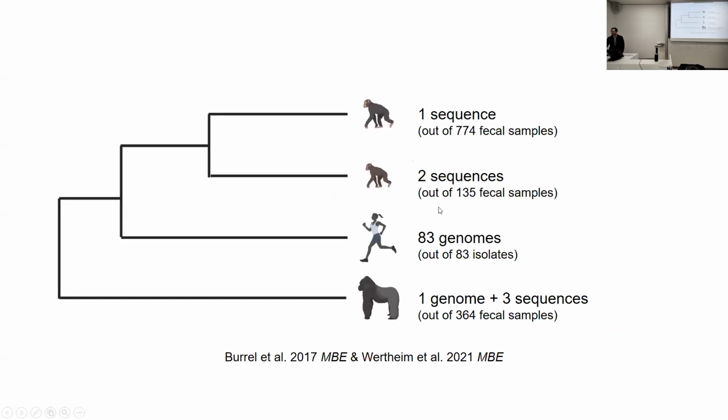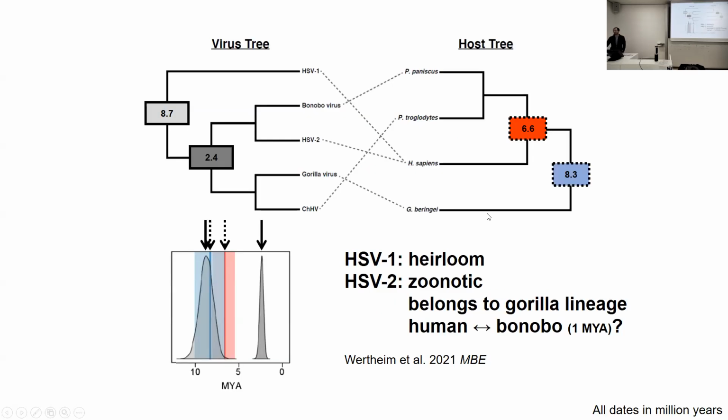There's a missing slide, but it's not a problem. Basically, what we did with this sequence, which is not apparent here because I accidentally deleted a slide, is that we tried to estimate the divergence dates of different parts of the virus tree.